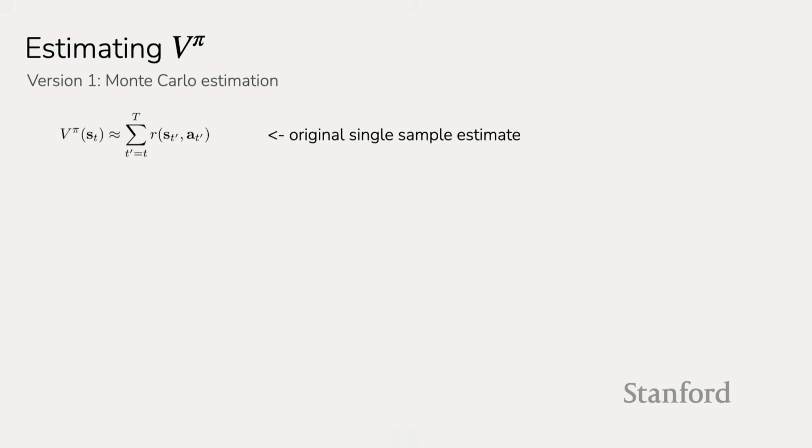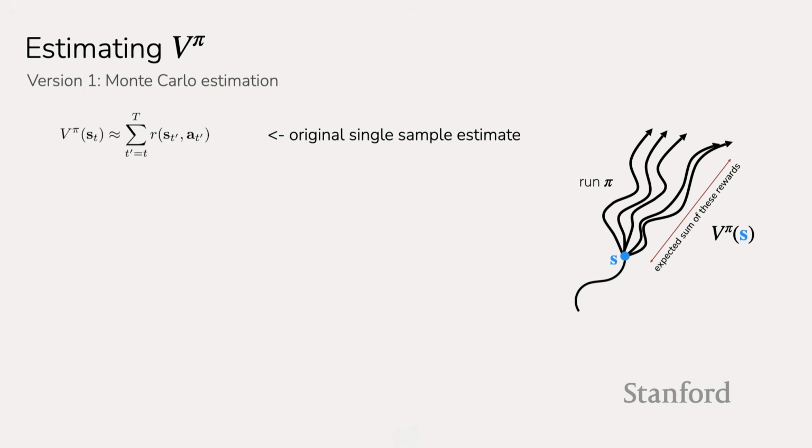So how do we do this? There are a few different ways to estimate V^π. In the very initial version, like vanilla policy gradients, we just used a single trajectory, a single sample, and instead of actually learning a model, we just used that sample. In principle, we could also use many samples.